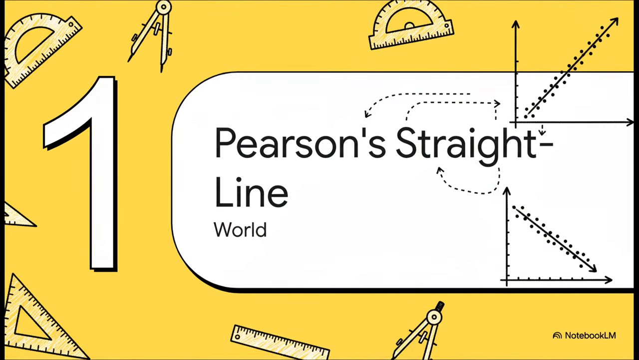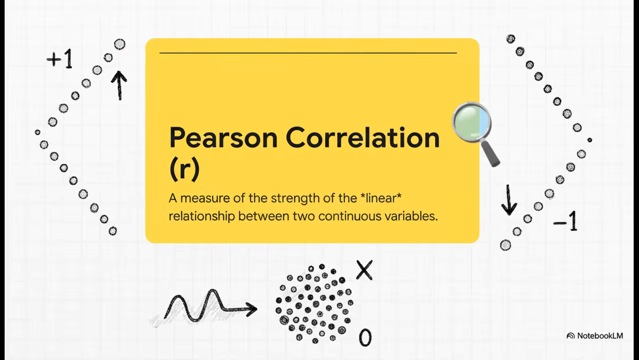So let's start with the big one, the one most of us learn about first, Pearson's correlation coefficient. We call it Pearson's R, and it's basically a number between -1 and +1. It tells you how well your data points fit onto a perfect straight line. A +1 is a perfect positive relationship. As one thing goes up, the other goes up right along with it. A -1 is a perfect negative relationship, and a key word here, the one you absolutely have to remember, is linear. Pearson lives and breathes straight lines.